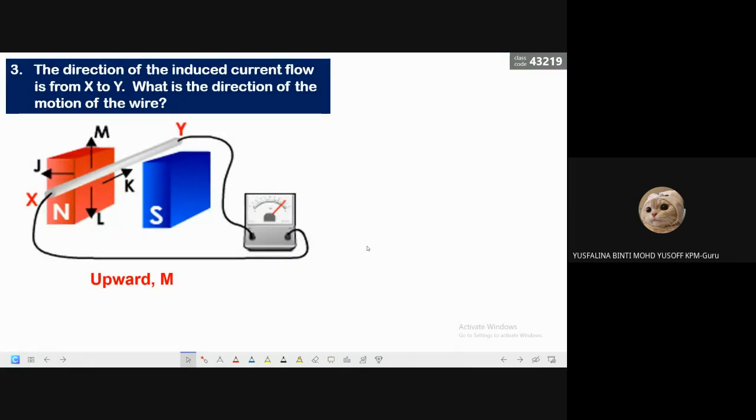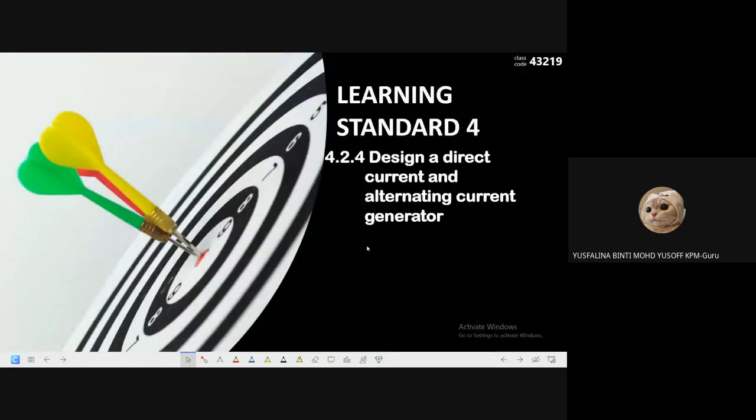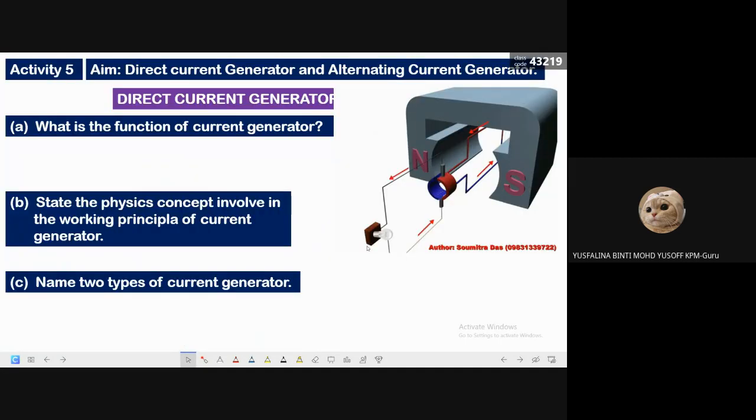This is only the example. Okay. So design a direct current and alternating current generator. Before this, we learned about the direct current, right? We use a commutator, if I'm not mistaken. So what is the function of the current generator?